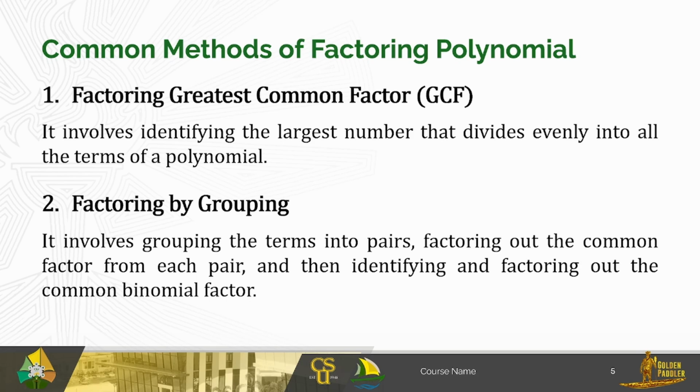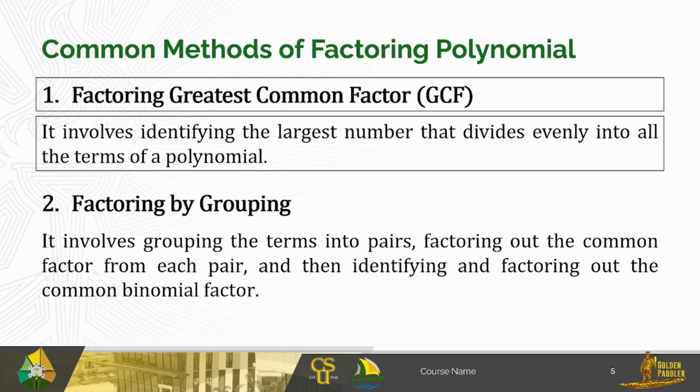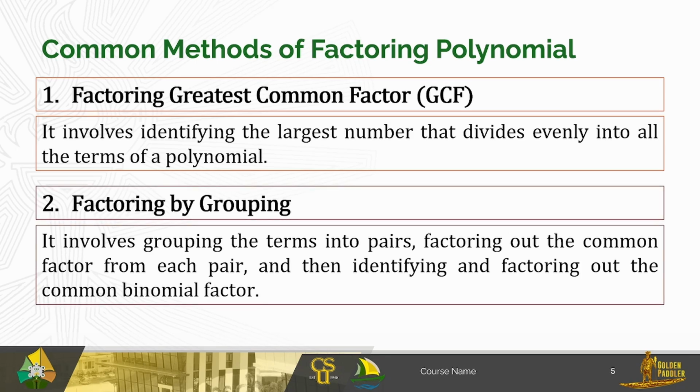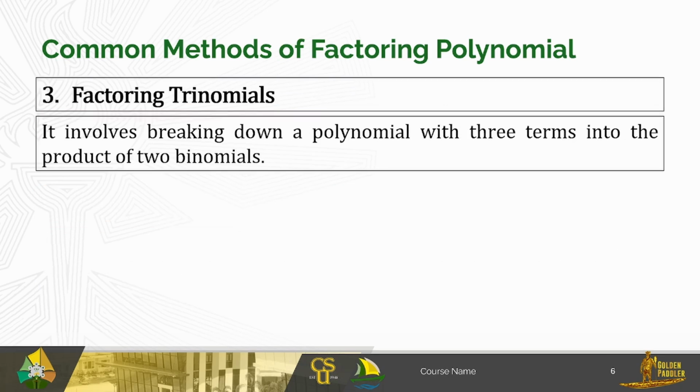Now, here are some common methods of factoring polynomials. Number one, we have factoring greatest common factor or GCF. This involves identifying the largest number that divides evenly into all the terms of a polynomial. Number two, factoring by grouping. It involves grouping the terms into pairs, factoring out the common factor from each pair, and then identifying and factoring out the common binomial factor. Third is factoring trinomials. It involves breaking down a polynomial with three terms into the product of two binomials.